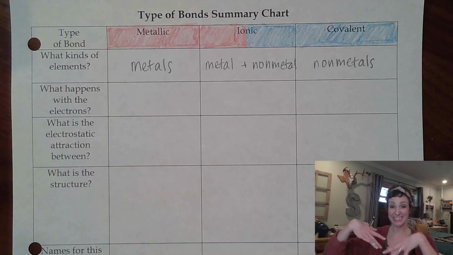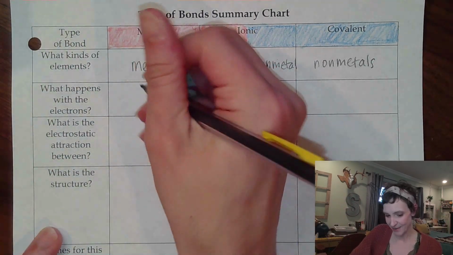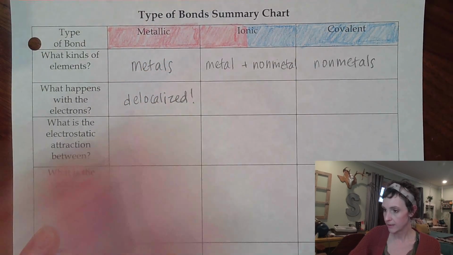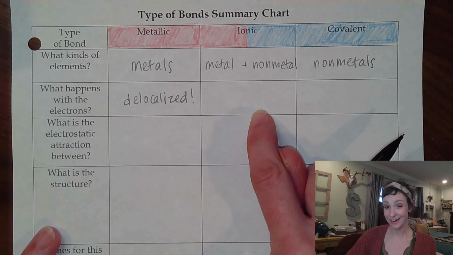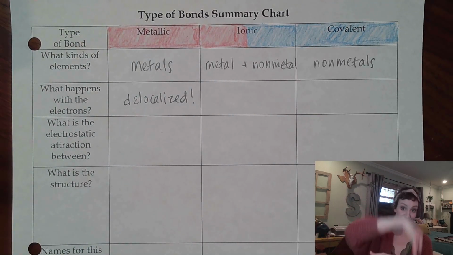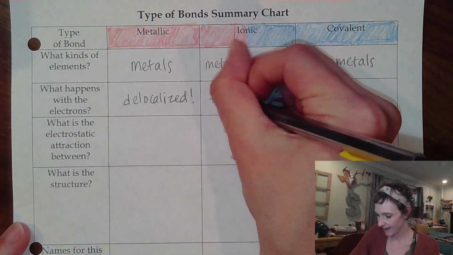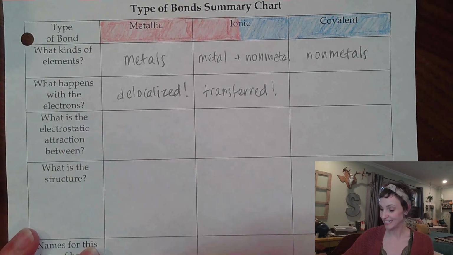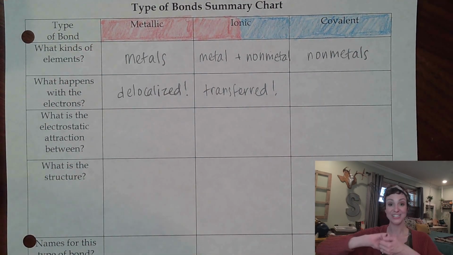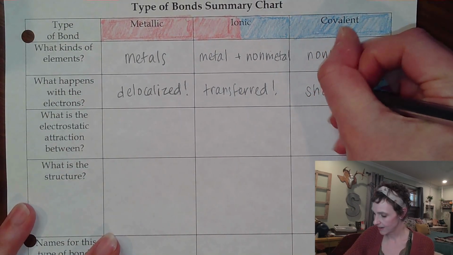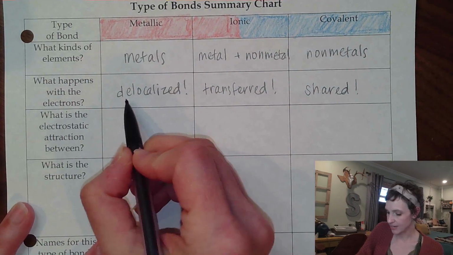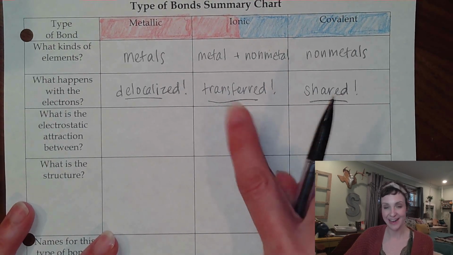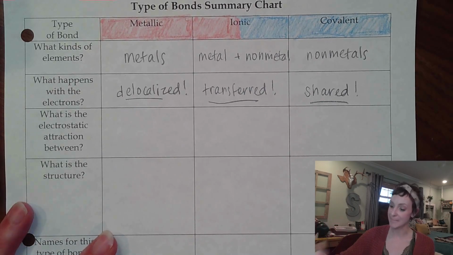Okay. What happens with the electrons? In a metallic bond, they delocalize their electrons. So, delocalized. What happens to the electrons in an ionic bond? They are transferred. And then what happens in a covalent bond? They are shared. Look at all this. This is some good stuff. And specifically in my ionic bond, it's transferred from the metal to the non-metal.